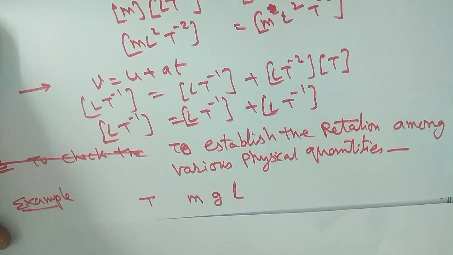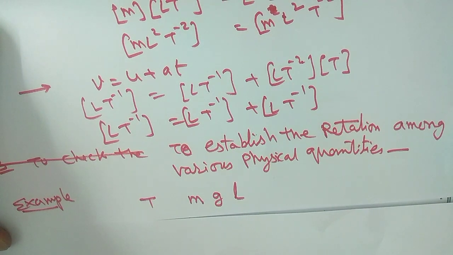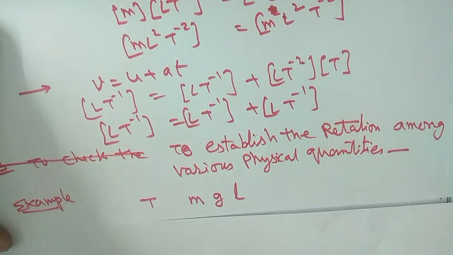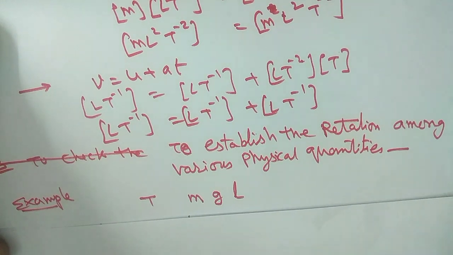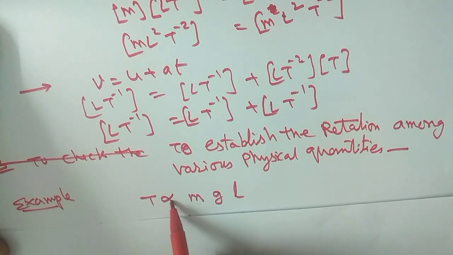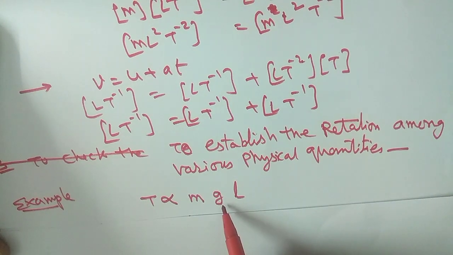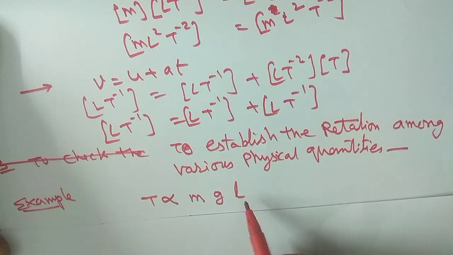So how can we find the correct formula? Using the third application, using dimensional analysis. Students, please try to understand carefully, it's very important. First of all, we show here that T depends on the mass, acceleration due to gravity, and the pendulum length.